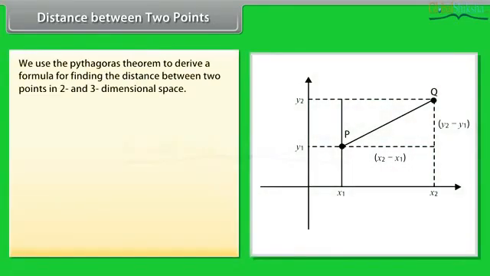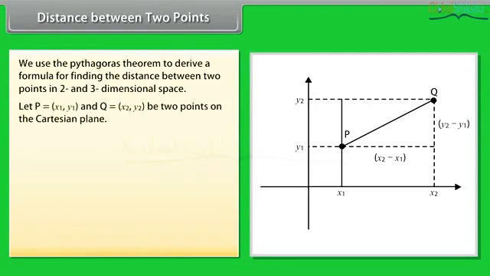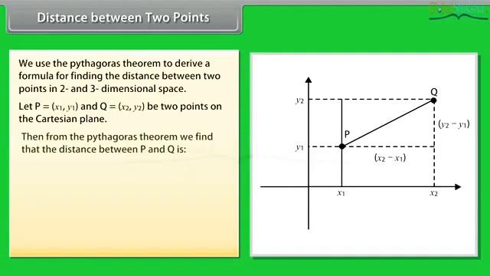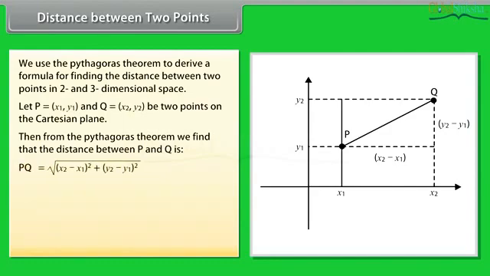Distance between 2 points. We use the Pythagoras theorem to derive a formula for finding the distance between 2 points in 2 and 3-dimensional space. Let P = (x1, y1) and Q = (x2, y2) be 2 points on the Cartesian plane as shown in the figure. Then from the Pythagoras theorem, we find that the distance PQ is equal to the square root of (x2 minus x1) square plus (y2 minus y1) square.